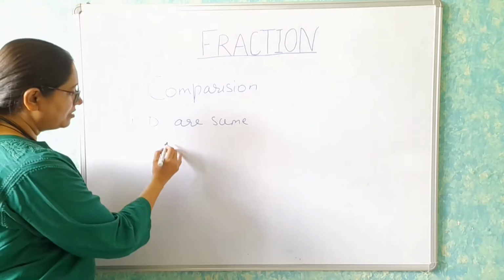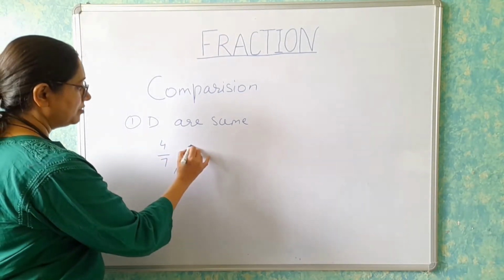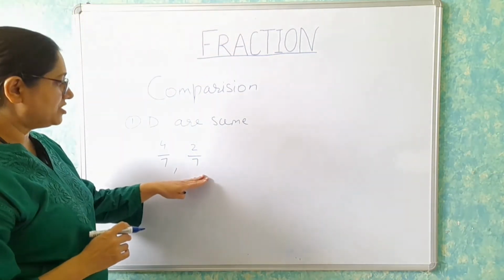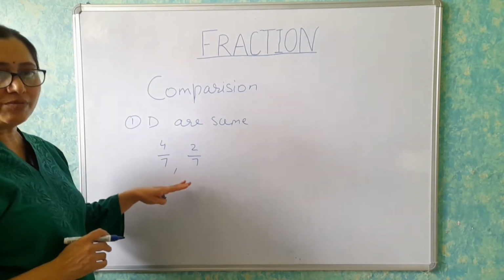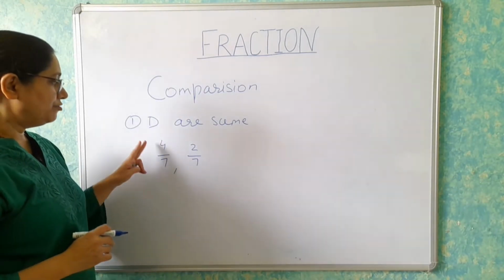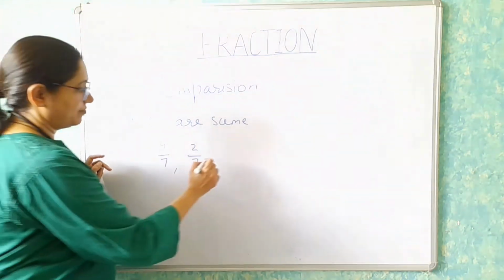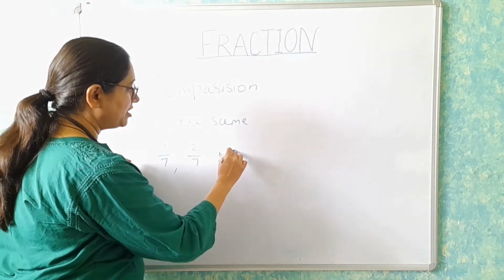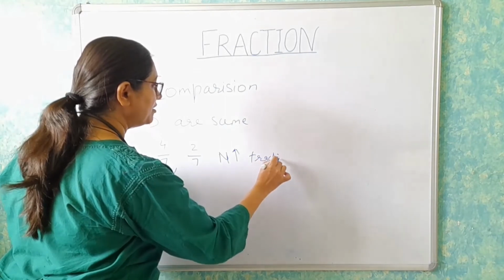For example, 4 by 7, 2 by 7. See, these are two fractions in which denominators are same. So how can we compare? The number with greater numerator is always greater. If numerator is greater, then fraction will be greater.